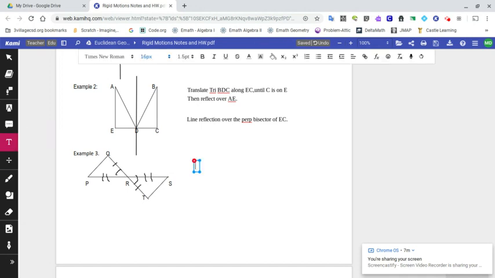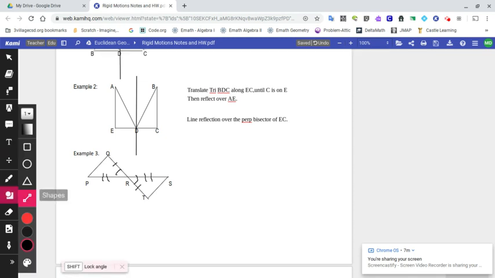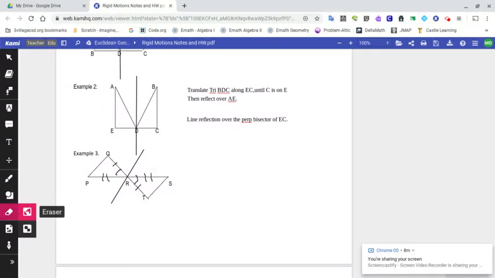I cannot reflect it over that line. If I reflect it over that line, these parts would not lie on top of each other. This RS would lie on top of QR, and those do not correspond to each other. And TR would lie on top of PR, and those don't correspond to each other. So I can't use a reflection over that line.